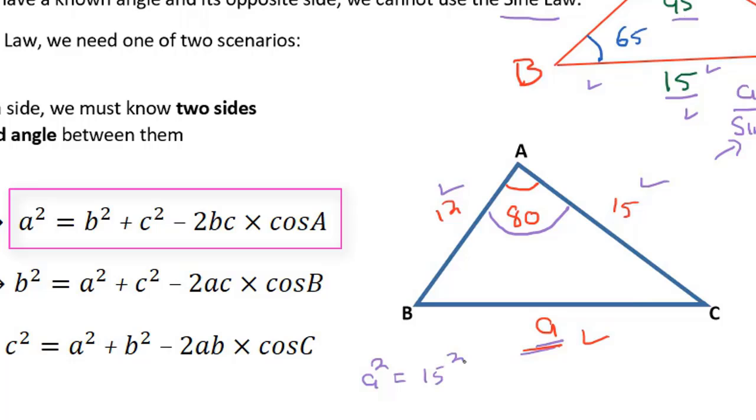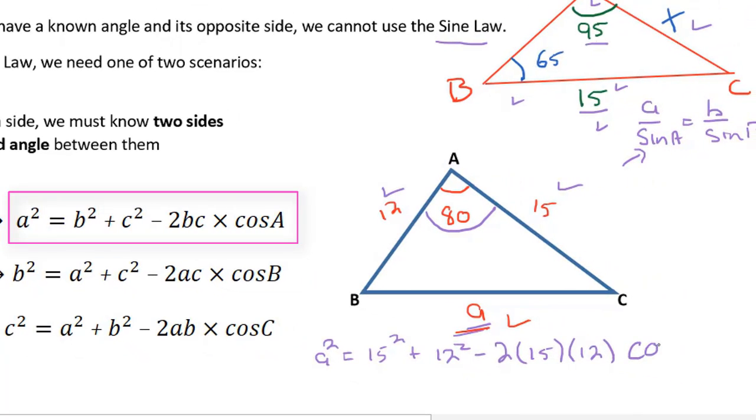To calculate A, we start off with A squared equals B squared, and in this case B is 15, so it's going to be 15 squared, plus C squared, and C is 12, so it's going to be 12 squared, minus 2 times the length of B, which is 15, times the length of C, which is 12, times the cosine of angle A, which is 80 degrees. Now, we just have to figure out how to type this into our calculator, take the square root of both sides, and we can determine the length of A.